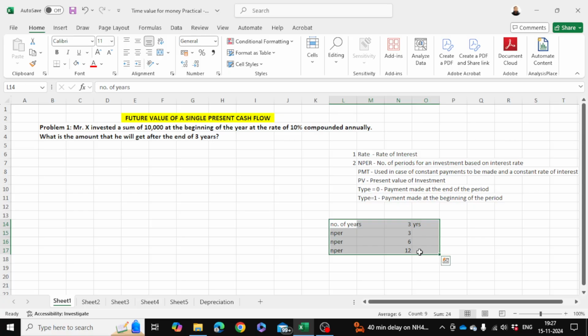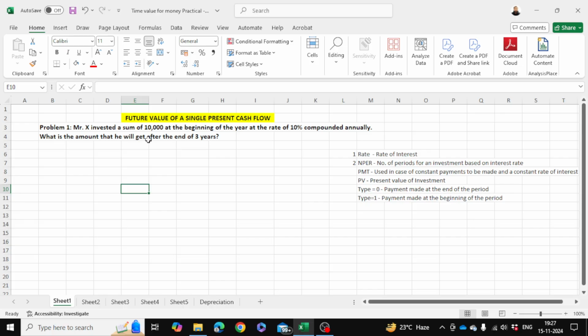On the screen you find one problem given. Mr. X invested a sum of 10,000 at the beginning of the year at the rate of 10% compounded annually. What is the amount that he will get after the end of 3 years? Before that we have to learn some more terms. I left them in between, so let's proceed with the terms, then we will come directly to the question.